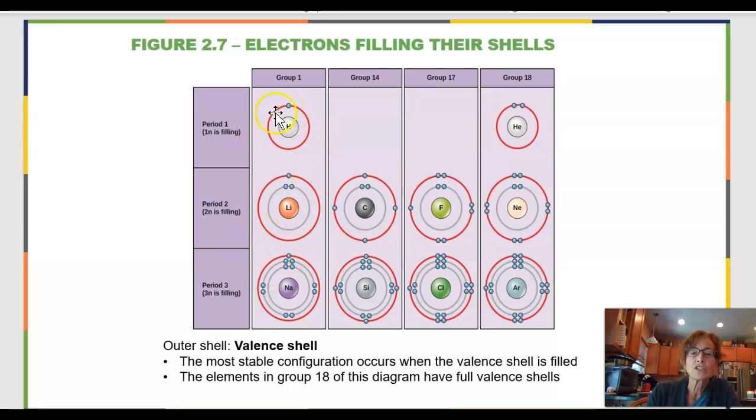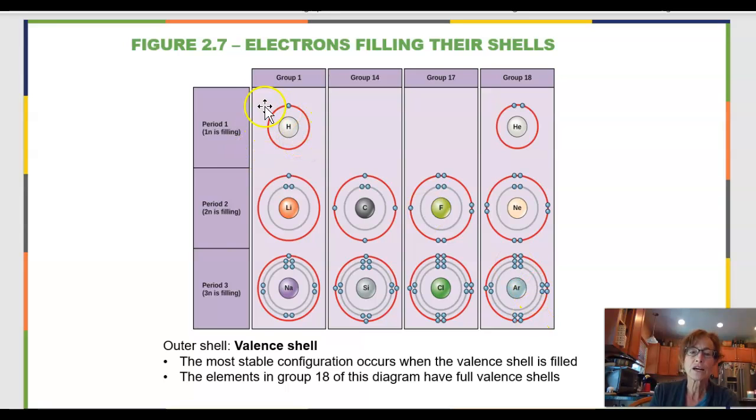So the outer energy level on any of these atoms, the ones that are in red, are called valence shells. And if that valence shell is filled to its maximum capacity, such as helium, such as neon, notice that we're in the second energy level here and it has 8. And all the ones in this column actually have their energy levels filled up to the maximum. These are all very stable elements. These would be the noble gases.